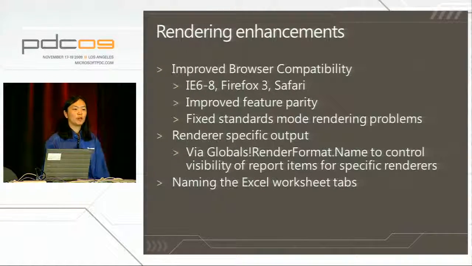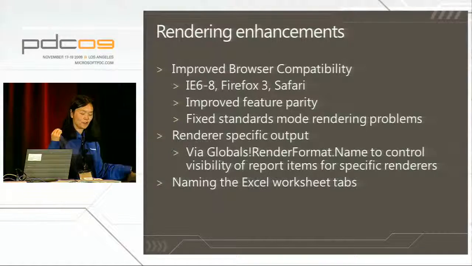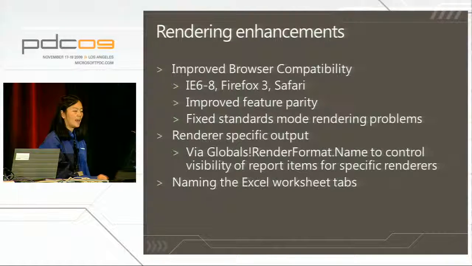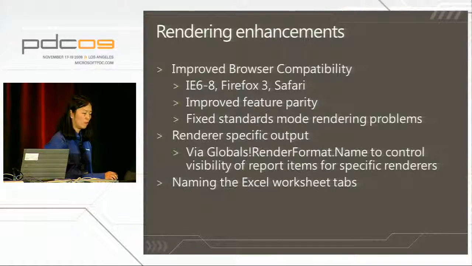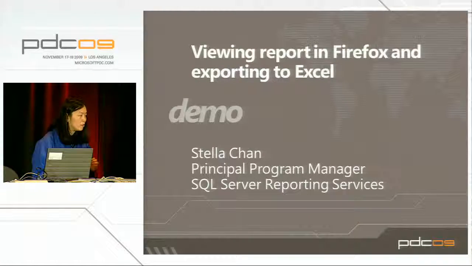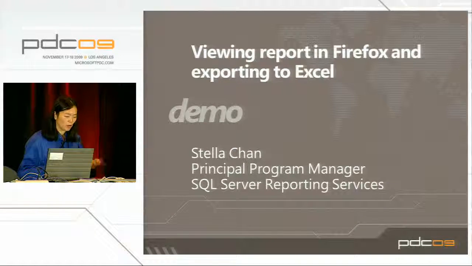And then the other thing is we have added an enhancement to do renderer-specific outputs, so you'll be able to export a different look for Excel versus your interactive rendering format, for example. And we have also added support so that you have control on how you name your Excel workbook and the worksheets within the workbook. So just quickly jump over to a demo where I want to view a report within Firefox, and then export it to Excel.